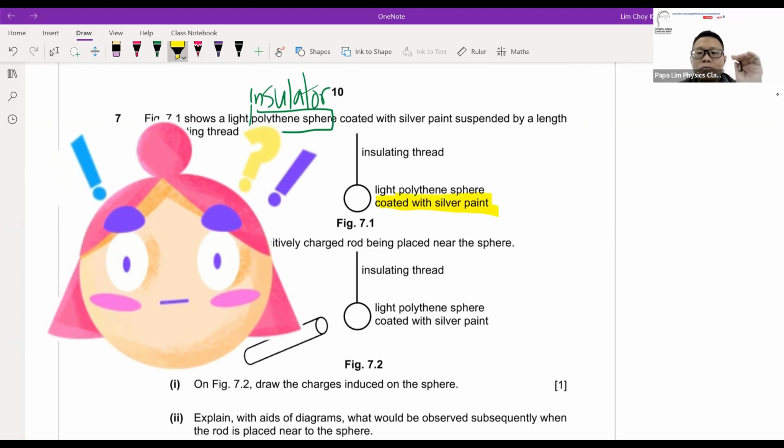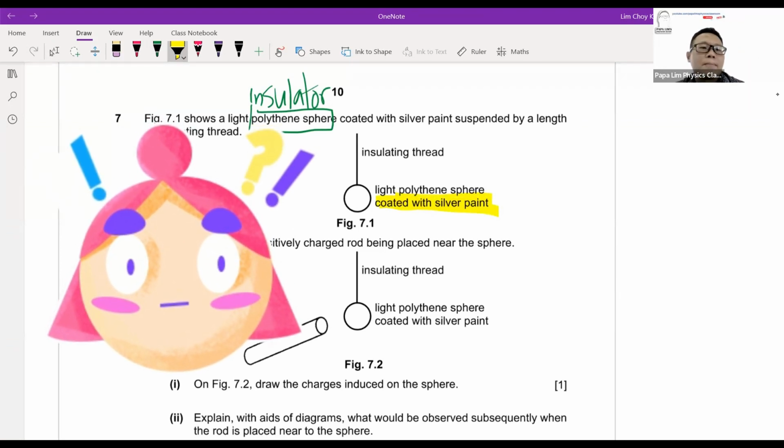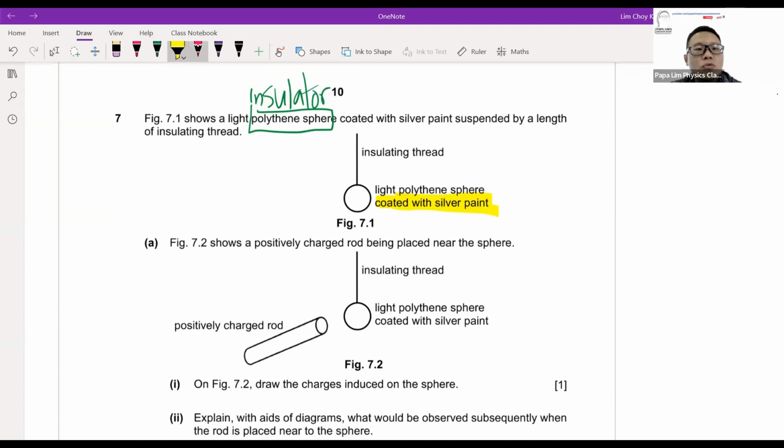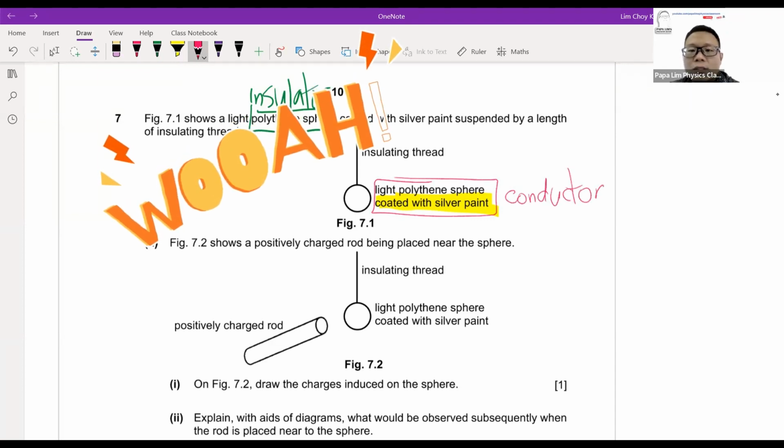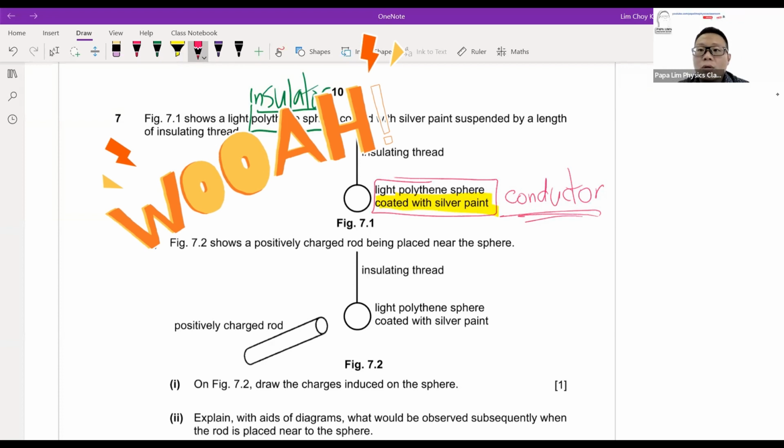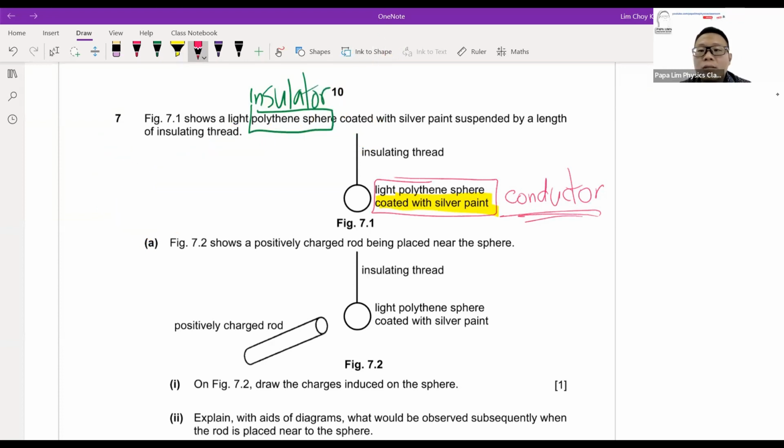And what's so fantastic about this move is that once it's coated with silver paint, the polyethene sphere with the silver paint actually becomes a conductor. So this is the trick that students need to identify. Normally a polyethene sphere is an insulator, but now because it's coated with silver paint, it is actually a conductor. It behaves similarly to a metal sphere.